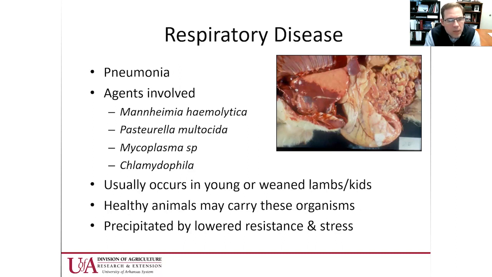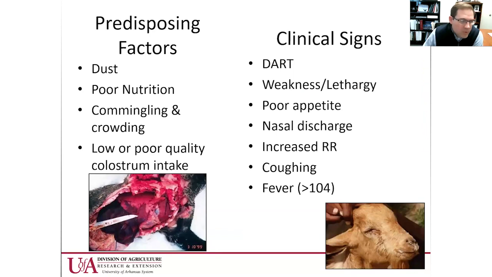It could be pre-weaning, or oftentimes more commonly we see it post-weaning when we've commingled a bunch of animals into a weaning pen. But these bugs are fairly common in healthy animals. So usually they're in the environment, in your flock, and not uncommon to find them in healthy animals. And it's usually some sort of predisposing stress that can create the opportunity for the lamb or the kid to come down with this type of illness.